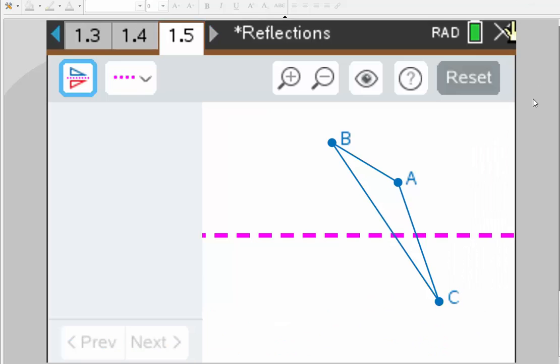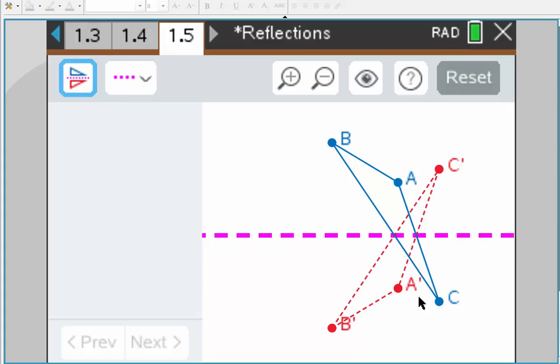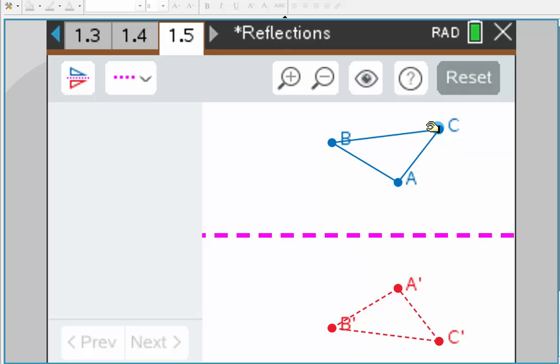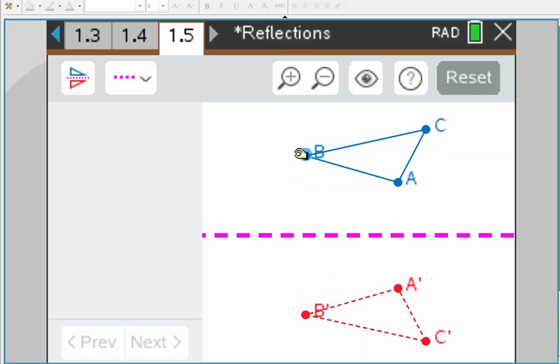All right, so let's go ahead and get down to it. We're talking about transformational geometry and especially reflections. I have a triangle here, triangle ABC, that I would like to reflect about this line. This icon here does the reflection, so I'll click on that, and you can see that there is a reflection there. I can grab any of the vertices on the pre-image and move it, and you can see that the image behaves in the opposite way.